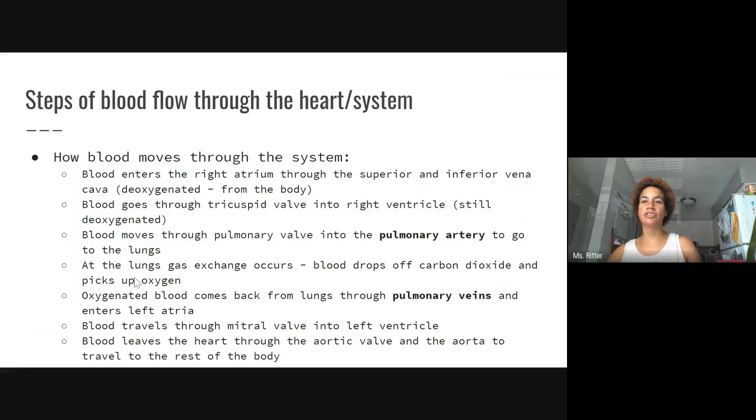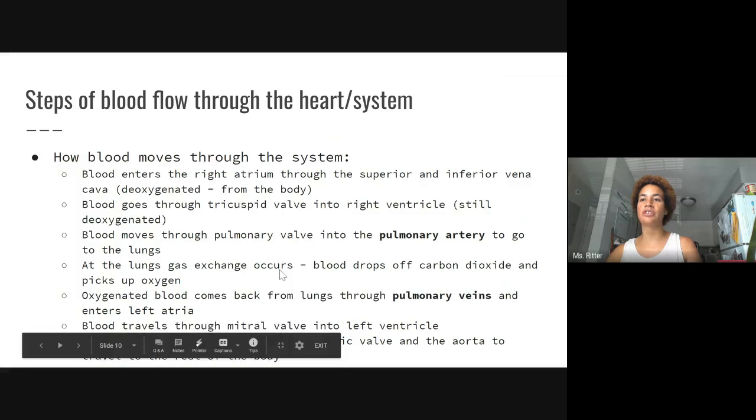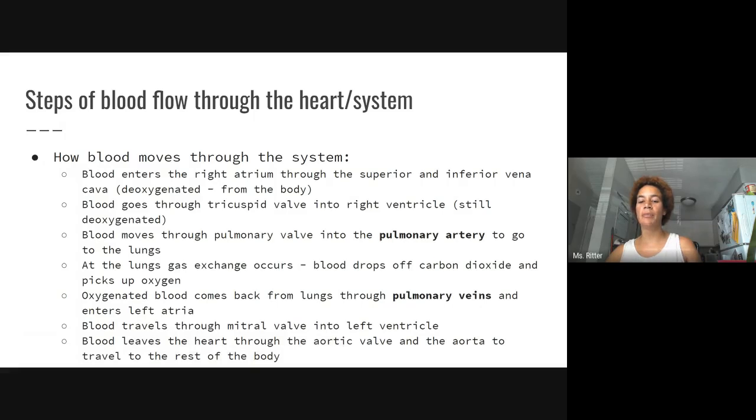At the lungs, gas exchange is occurring. So gas exchange is happening where blood is going to drop off carbon dioxide, which is our waste product from all of the energy that's being created in our body. And then we're going to pick up oxygen, which is the energy source that we need to do all the things that we do, right? So we need that oxygen to our cells. And so our lungs are going to bring that in, and then gas exchange is going to occur in the capillaries of our lungs.